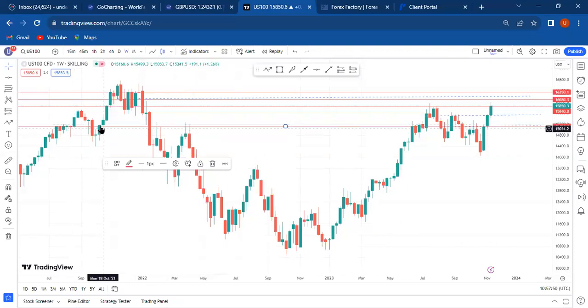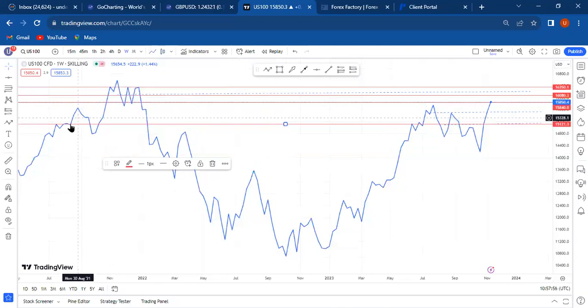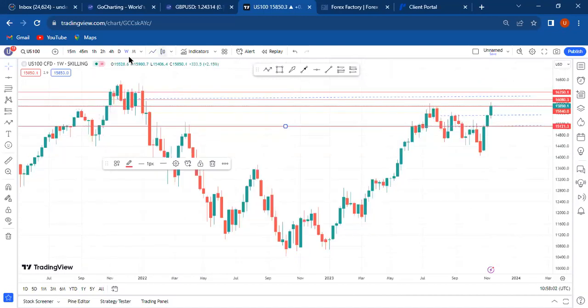Why? Because there's this come up here and this level. If you change the line chart, you will see clearly this area. You see here, right? And price test into this. So if you are trading, if you're looking at NASDAQ, it is at the resistance area.